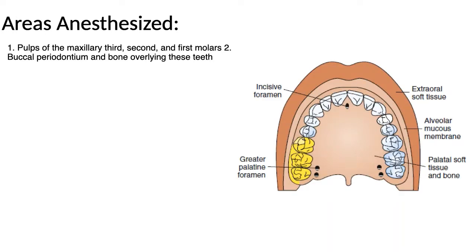The areas anesthetized by this block include pulps of the maxillary third molar, second molar, and first molar, and buccal periodontium and bone overlying these teeth, excluding the mesiobuccal root of the maxillary first molar.